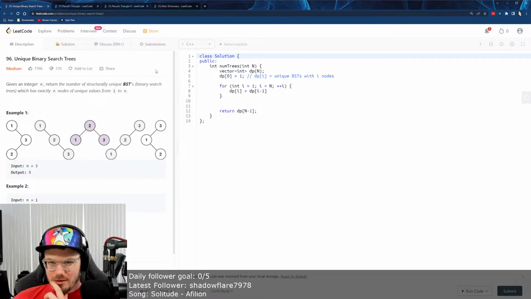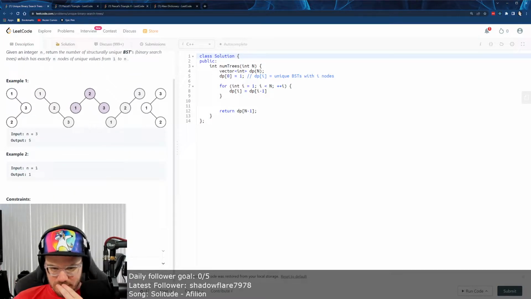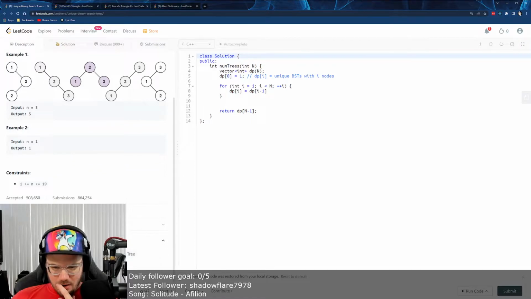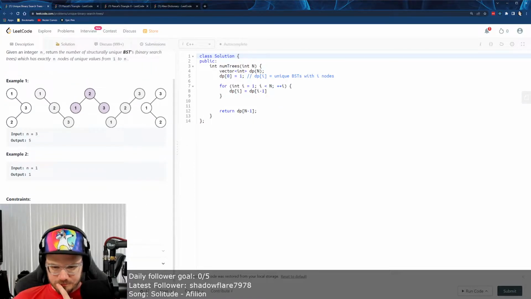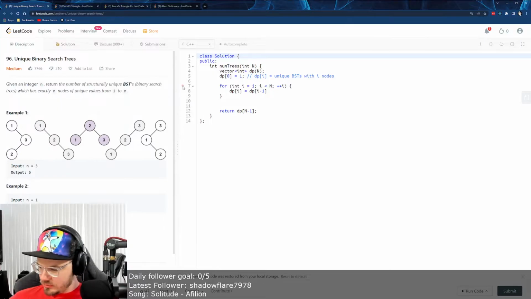Okay, so now I'm gonna see if I can figure this one out without just pasting in a formula for Catalan numbers. So how would this work? That's what I'm trying to figure out.